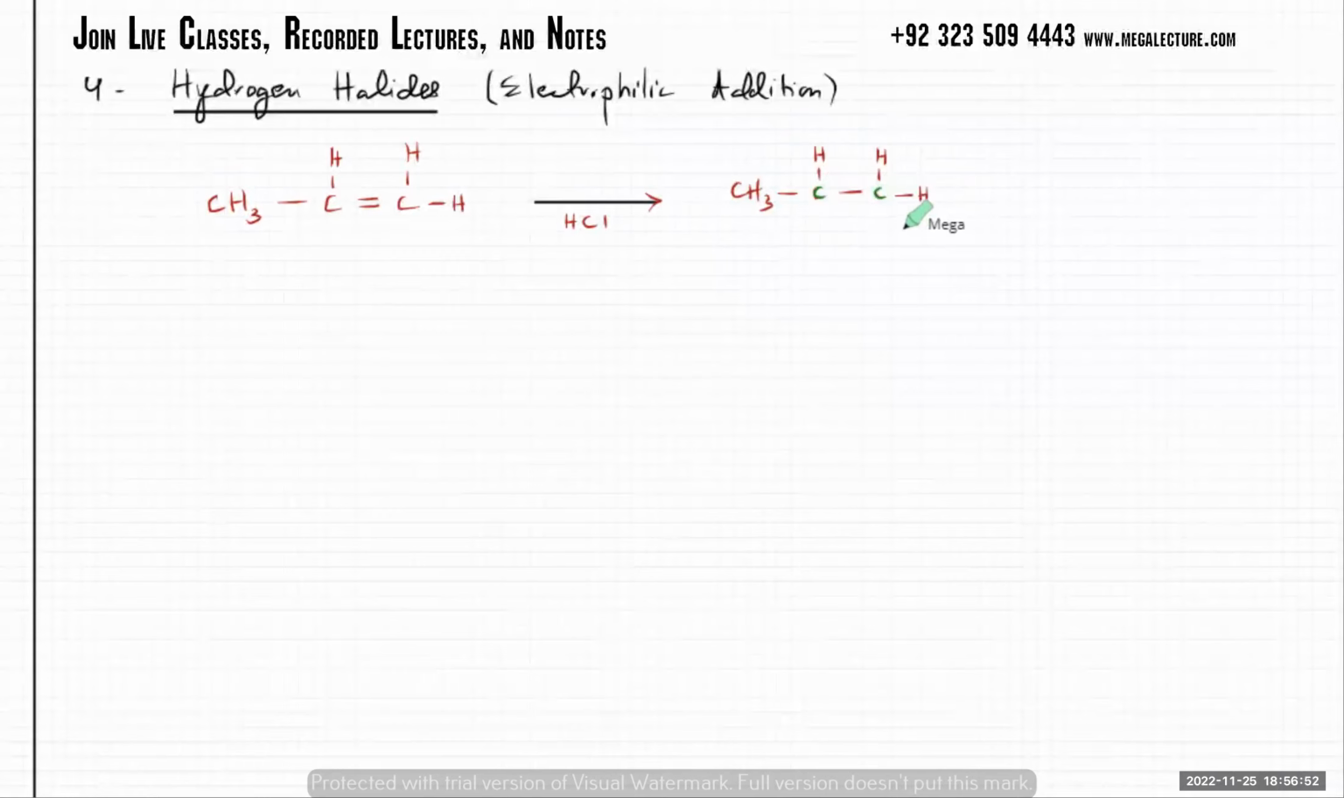So which one is going to be the major product? Where will the H get added to? The right carbon atom or the left one? Right. So H gets added to the carbon that's already bonded to, according to Markovnikov's rule, the one that's already bonded to more H atoms, and the Cl will get added to the carbon atom that's bonded to fewer H atoms. So that's going to be your major product.